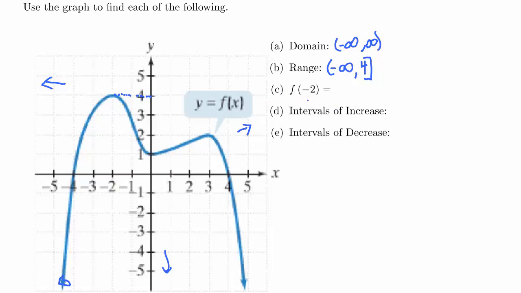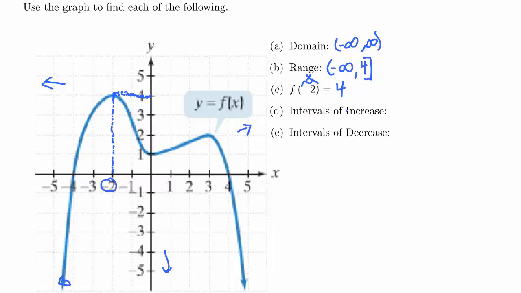Let's look at C. C is asking for f of negative 2. Remember, this is your x value. So go to your x value of negative 2, and then go either up or down until you see the function itself. Well, there's the function. Then you go back to the y-axis and ask yourself, what is that y value? The y value is 4. Therefore, f of negative 2 is equal to 4.